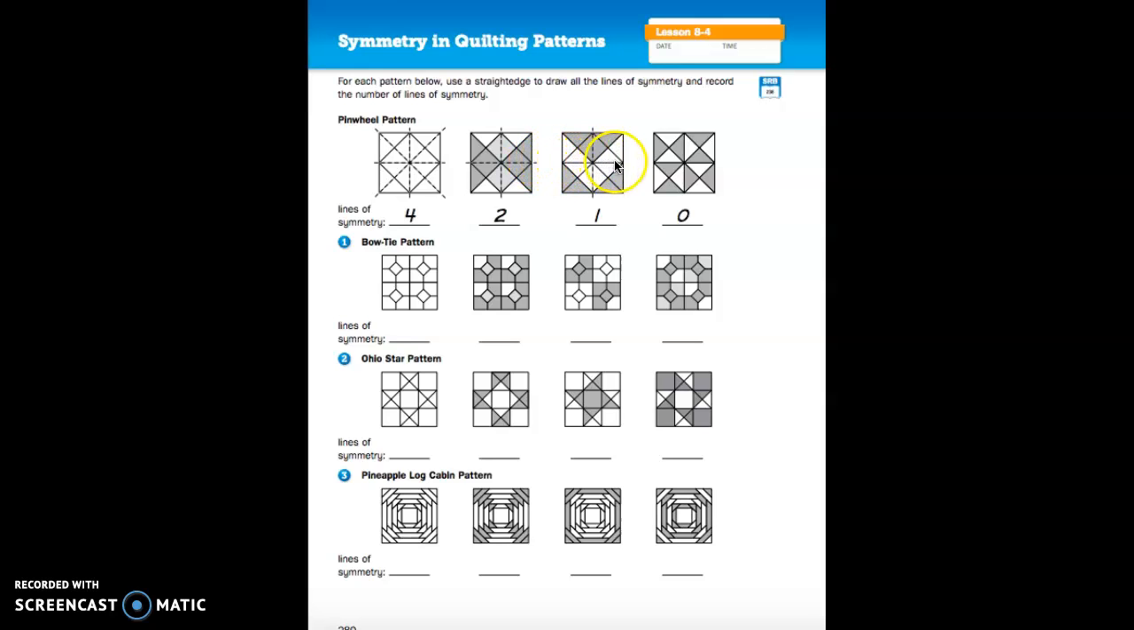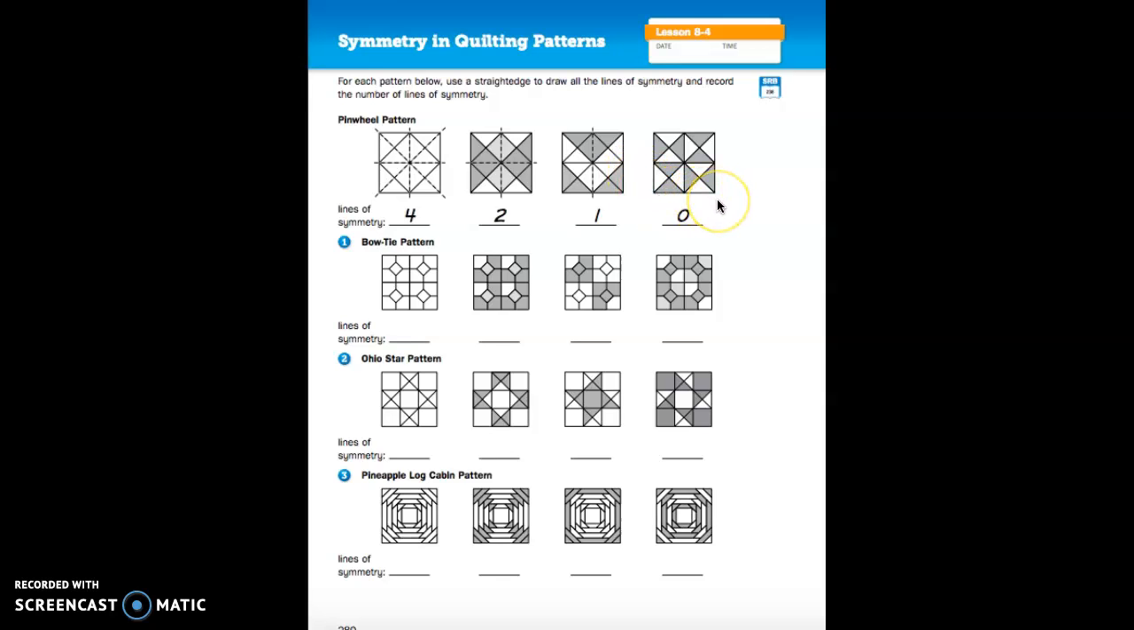This is no longer a line of symmetry because look at this pattern. Now look at this pattern. If you folded along this line, they would not match exactly.